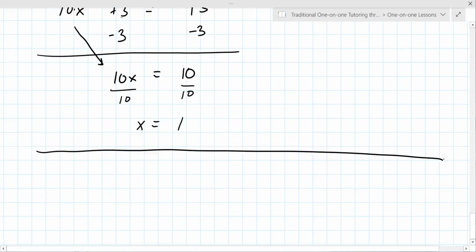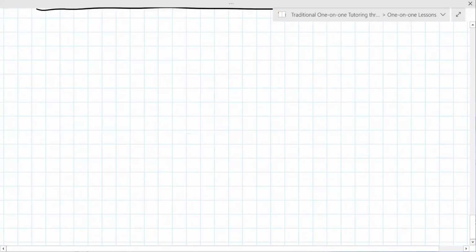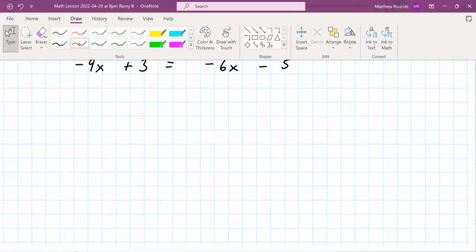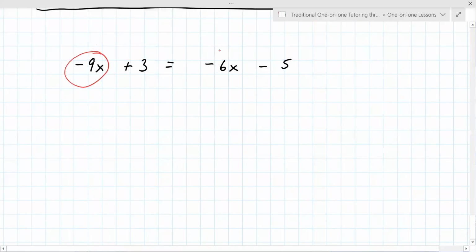Division is a sharing problem. Okay. All right, so new problem here. Minus 9x plus 3 equals minus 6x minus 5. Okay. So when you look at a problem like this, you have to first look at the x terms and you have to decide which is smaller. You literally ask that question, which is smaller?